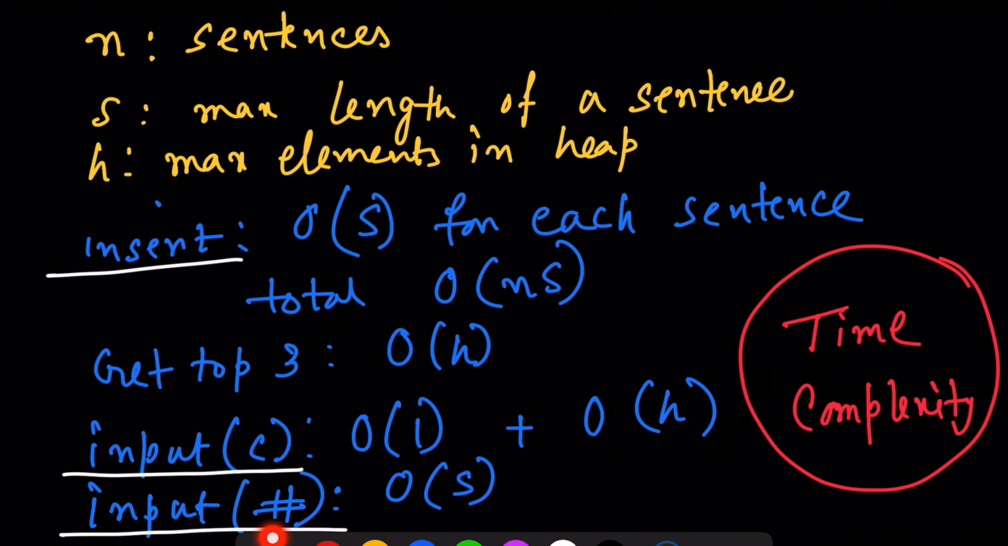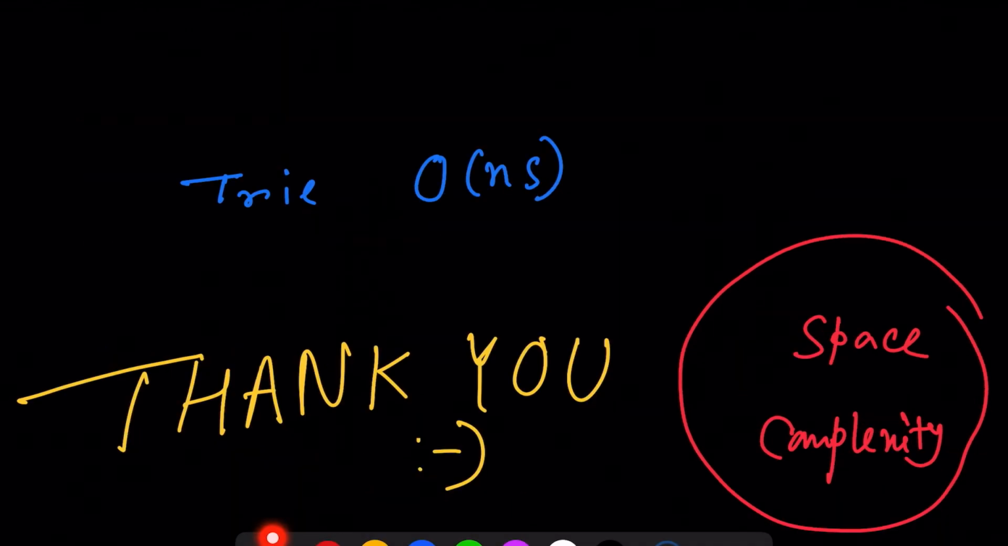What is the complexity for inputting a hash? When we input a hash, then whatever the prefix we have, that we are storing in the trie, right? So max length of any sentence will be S, so that will be order of S. Now what is the space complexity? It will be order of NS, because we have n sentences roughly and S is the max length of any sentence. So yeah, thank you so much.